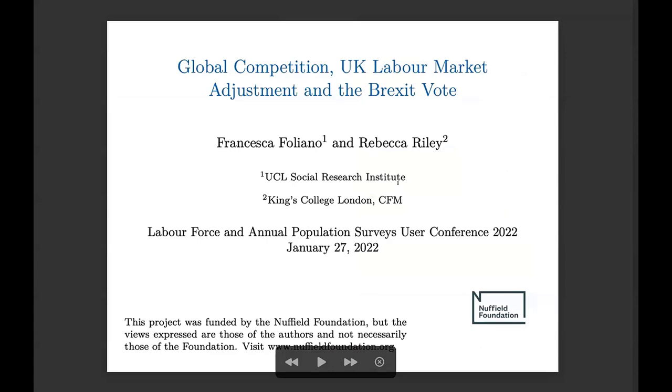Okay, so thank you very much for staying for this presentation, and thank you very much to the organizers for allowing me to present this work. This is a project that has been going on for a few years now, and is joint with my colleague Rebecca Riley from King's College. This paper is titled Global Competition, UK Labour Market Adjustment at the Brexit Vote, and is part of a bigger project funded by the Nuffield Foundation.